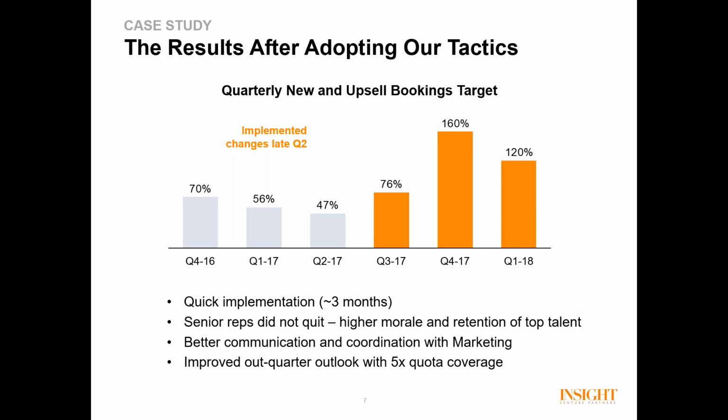What we saw was actually higher morale from the reps around clear expectations of what's expected of them and what they're being measured on. We saw better coordination between sales and marketing and a better out-quarter outlook with 5x coverage. So now I want to jump into these three things that we implemented and worked on, and tactics that you guys can take away on this call today.